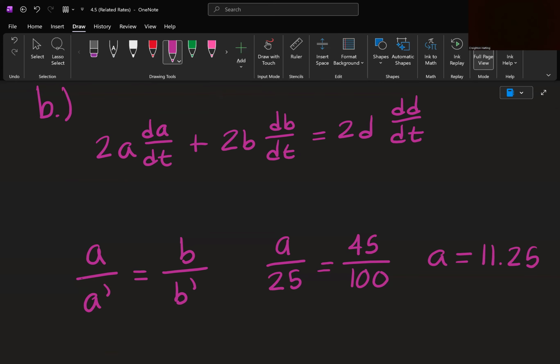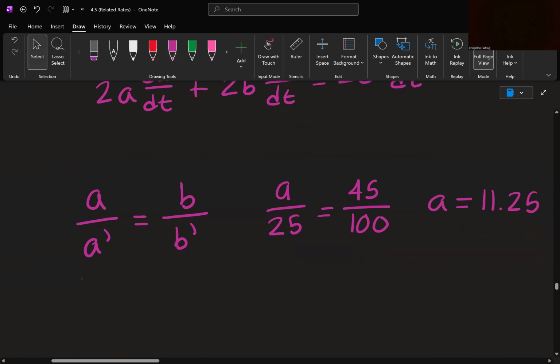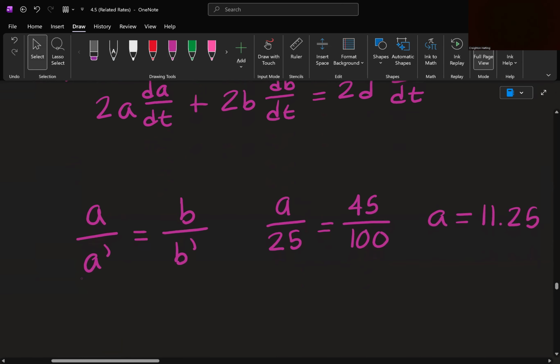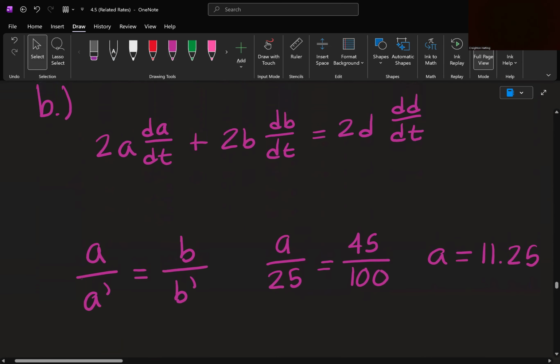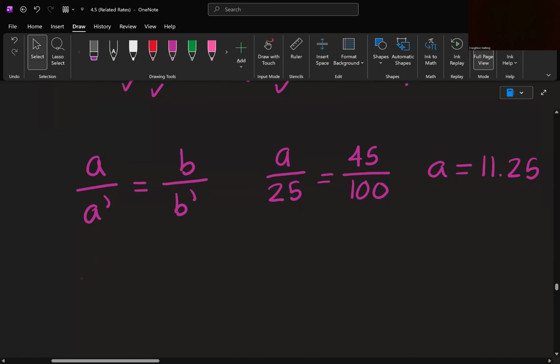But if you had another creative way, actually, let me know because I would like to hear about that. So we know that A is 11.25. Okay, so we've listed out some of the things we know: we know dB/dt, we know B, we know dA/dt, we know A. We are trying to find dD/dt. Let's see if we can find D. Well, we can find D.